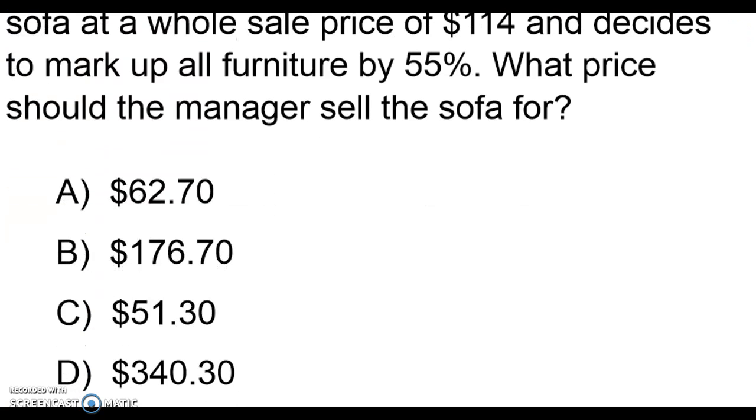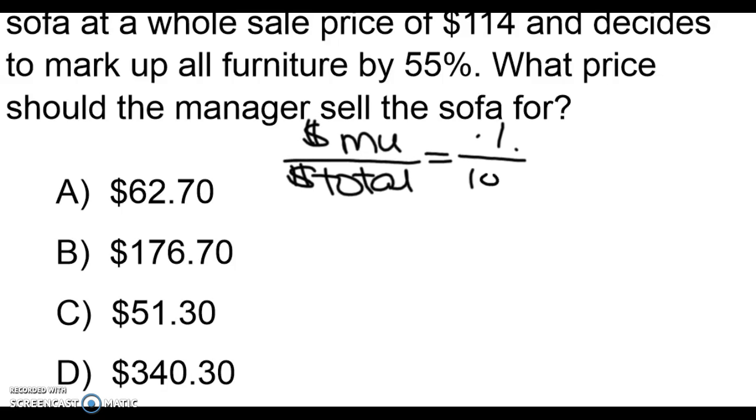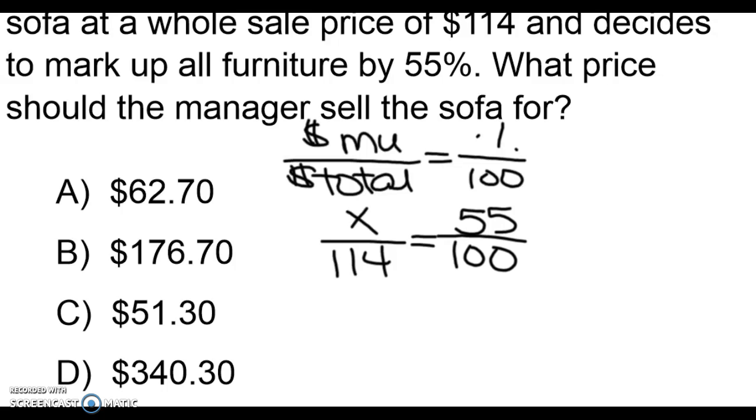Okay, because this is a markup question, we know that the numerator is going to be the dollar amount of the markup over the dollar amount of the total before the markup, and we know that that's always a percent over 100. We don't know the actual markup, but we do know that the total before, purchasing it at wholesale, was $114, and our percent is 55 over 100.